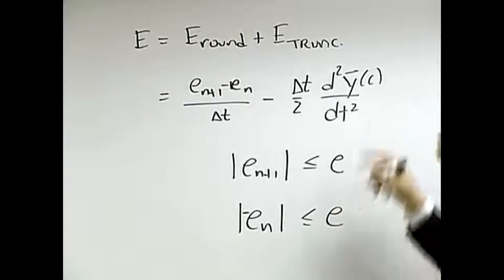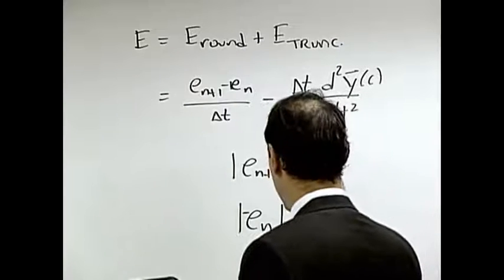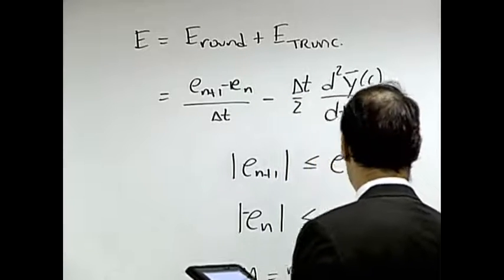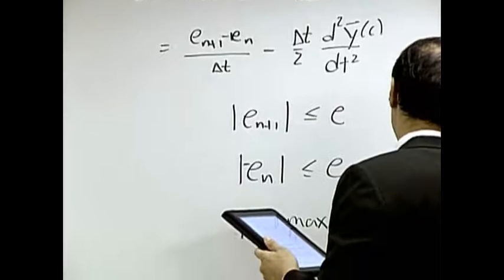And let's just say that the derivative is bounded by the following. M will be the biggest the derivative gets, which is the maximum value of the absolute value of the second derivative.